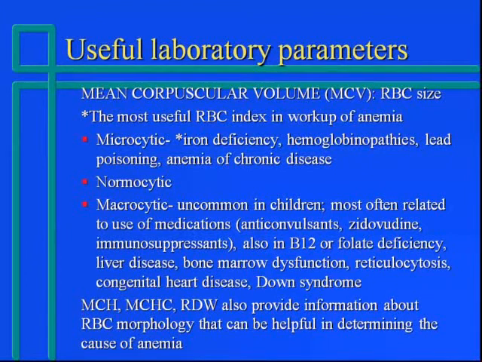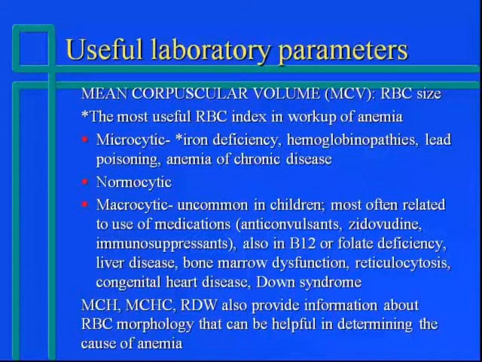The other very useful laboratory parameter that we often use to categorize and classify anemia is the mean corpuscular volume, or the MCV. This is a measure of red blood cell size, and of the red blood cell indices that we obtain with the CBC, it's the most useful of the different indexes. We generally classify anemia as microcytic, with the most common microcytic anemia being iron deficiency, but also in this category are hemoglobinopathies, lead poisoning, and anemia of chronic disease. There is a normocytic anemia, and there is macrocytic anemia, where the red blood cells are large.